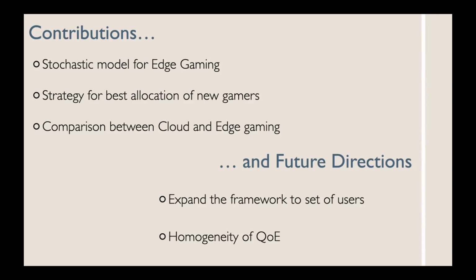As future direction, we want to expand this framework to a set of users, because for now, this success probability can be computed only for 2 users at a time. And we also want to investigate the homogeneity of the quality of experience of the users. This means that when 2 users get spatially close in the game, we want them to also experience a temporal closeness in their interactions.